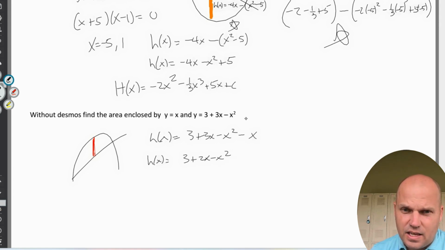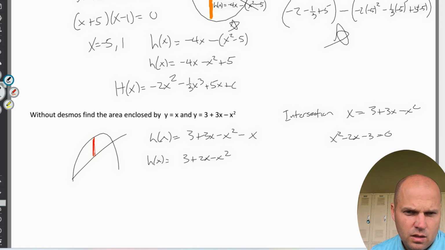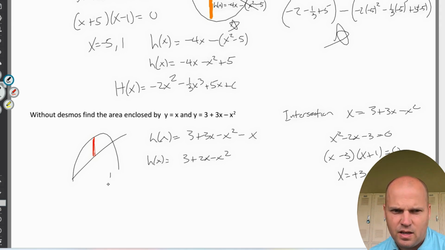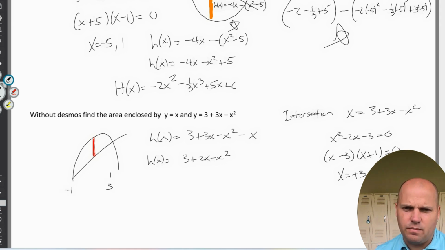Let's find the intersection, though. When does this equal this? I'm going to move everything onto the right side, and I'm going to factor this. And again, x equals negative 3 and positive 3 and negative 1. So this is going to be at positive 3. This is at negative 1.